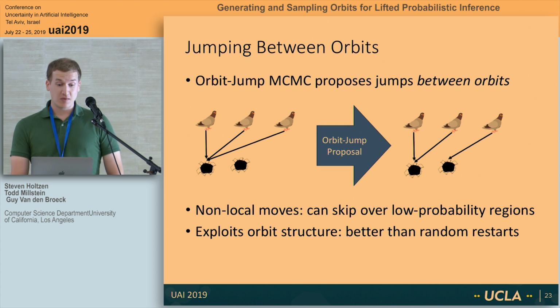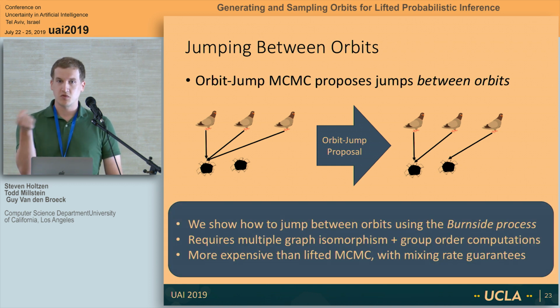So orbit jump MCMC proposes jumps between orbits. We do an orbit jump proposal, and we get a very non-local move. So you can skip over a bunch of low probability regions, and it explores the orbit structure of the problem. You're jumping between orbits. You're not just uniformly sampling a new configuration. So you're exploiting the symmetry in order to jump in a relatively low dimensional space, just the number of orbits.